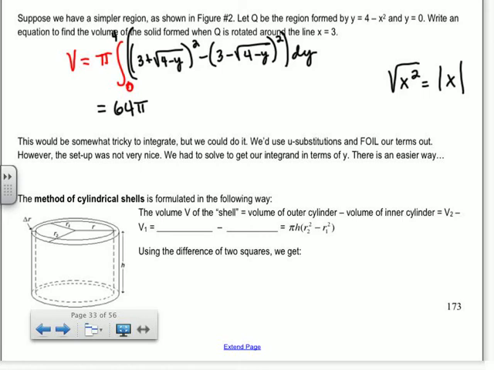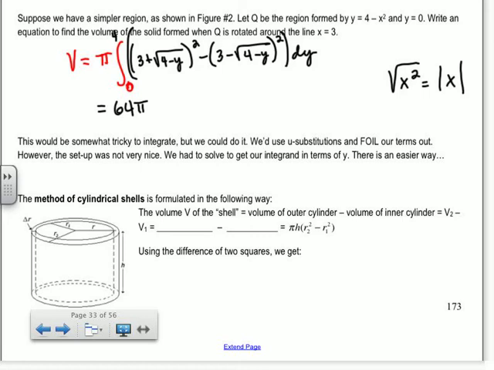Okay, so it says this would be somewhat tricky to integrate, but we could do it. You could use a U substitution. You could FOIL your terms out. But the setup really wasn't very nice. Notice we had to solve in terms of y. If we can somehow avoid that solving so that we can use y values and instead can use x values, it will be a lot easier.